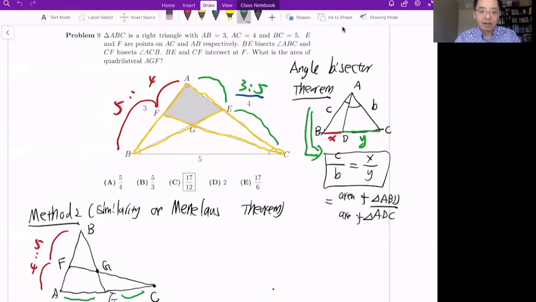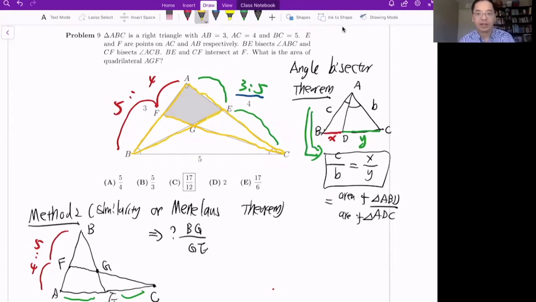All right, now let's look at the second method. The first method just used the ratio between areas to figure out the area of this quadrilateral. Now let's use the second method, which is based on similarity, or the Menelaus Theorem. What we want to figure out is the ratio BG over GE. So we focus on this part of the figure.